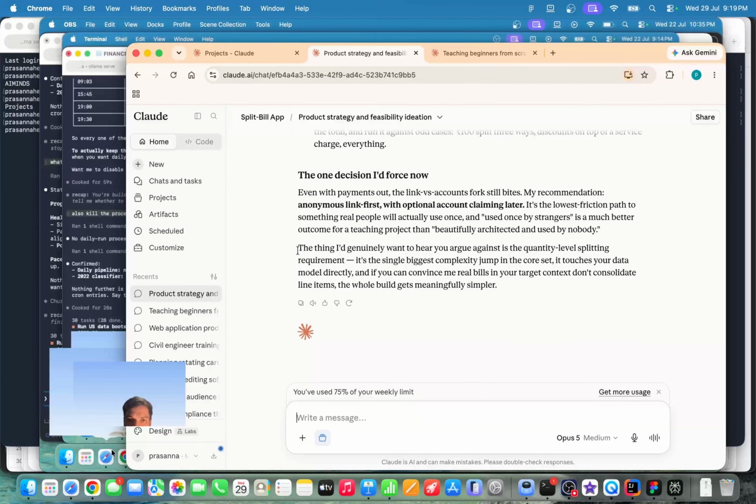Yeah, it is pushing back on me on one thing. We will not keep the quantity level splitting. Rest of the features that you have described seem to be fine.